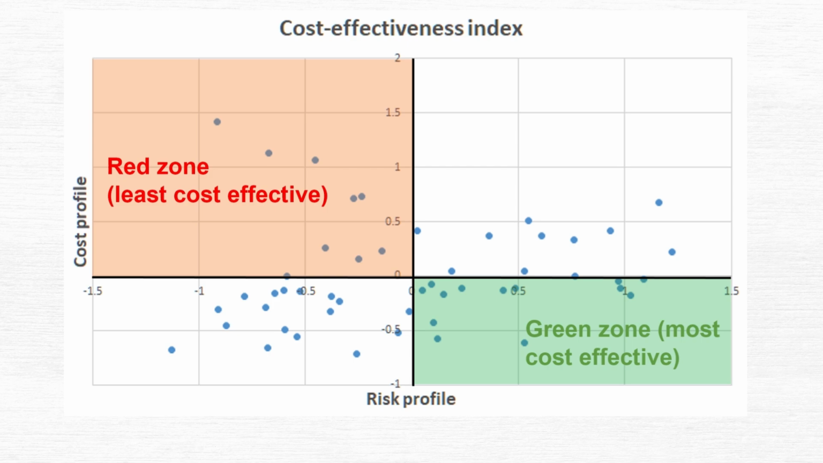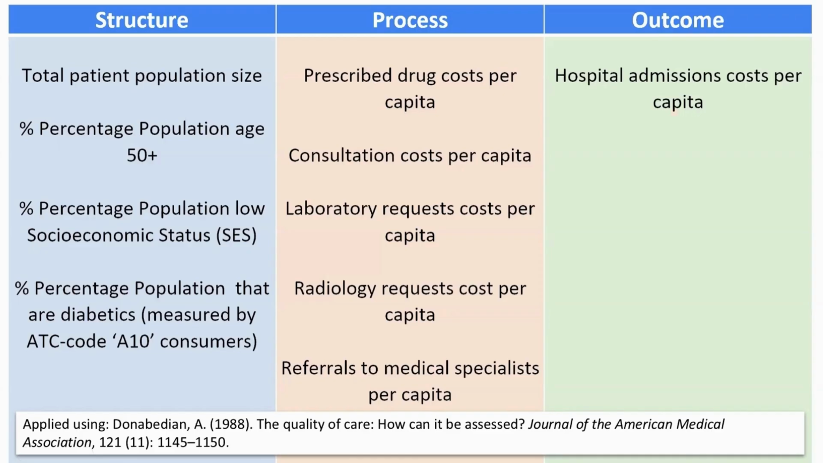We'll categorize variables into three groups based on Donabedian's model. These are structure, process, and outcome. This model helps us understand not just what healthcare providers are doing, but also the context and results of their actions. It enables a balanced assessment, taking into account the resources, activities, and results associated with healthcare delivery.